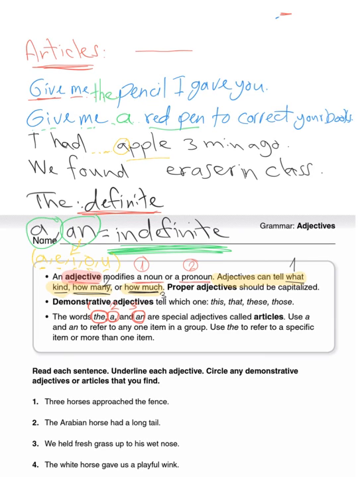Yalla, who can tell me? Super, I'll use an apple. An apple. In this sentence, we found dash eraser in class. We found eraser in class. Actually, you stole it from another class, but you say we found it in class.